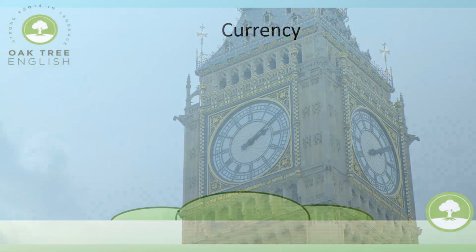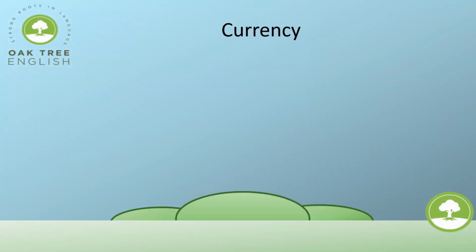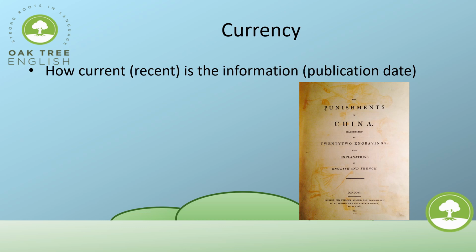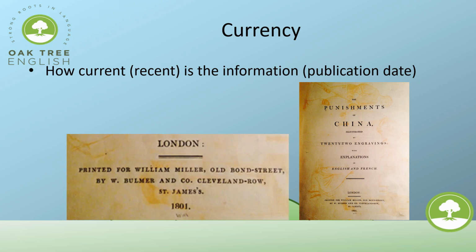Currency tests how recent the text is. This can be seen from the publication date, such as this text on punishments in China. Probably not wholly accurate for today, since it was published over 200 years ago, in 1801.